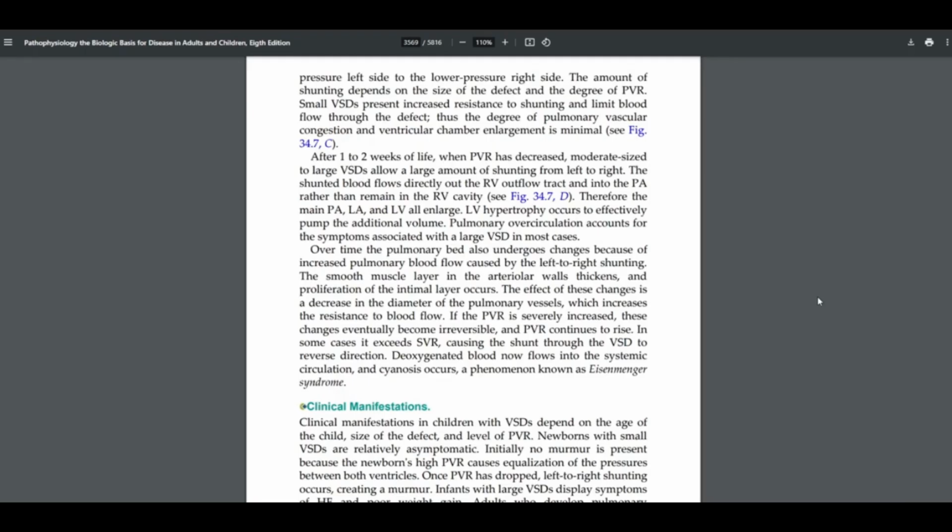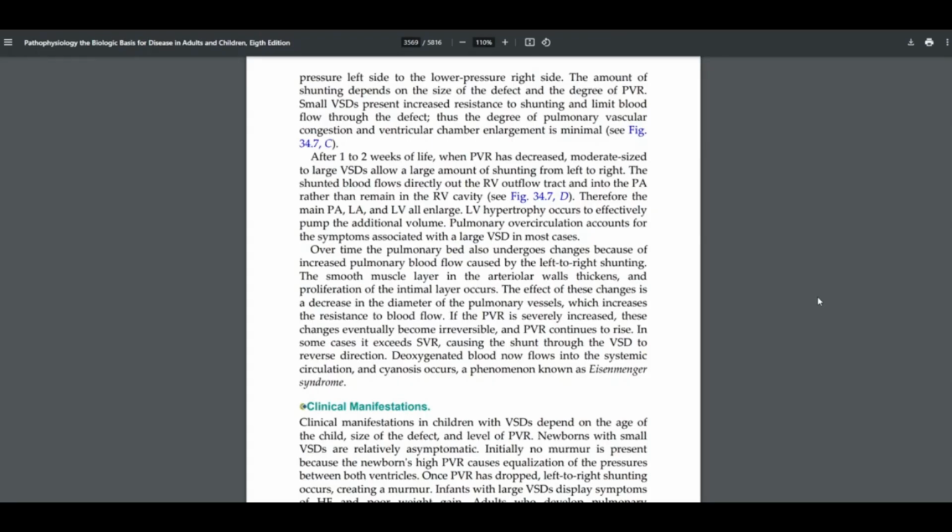The shunted blood flows directly out the right ventricle outflow tract and into the pulmonary artery, rather than remain in the right ventricle cavity. Therefore, the main pulmonary artery, left atrium, and left ventricle all enlarge. Left ventricular hypertrophy occurs to effectively pump the additional volume. Pulmonary overcirculation accounts for the symptoms associated with large VSD in most cases.